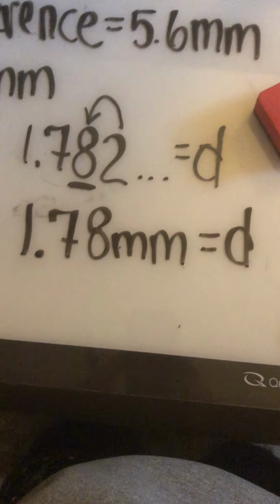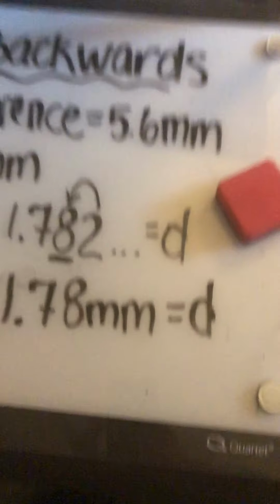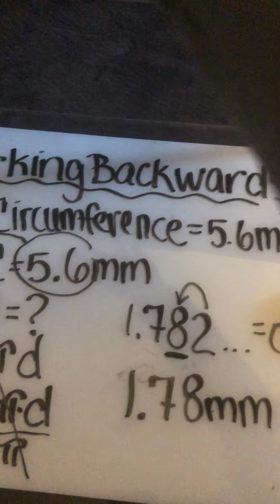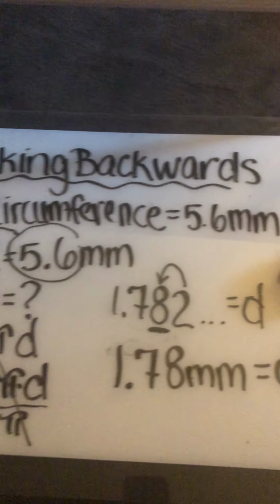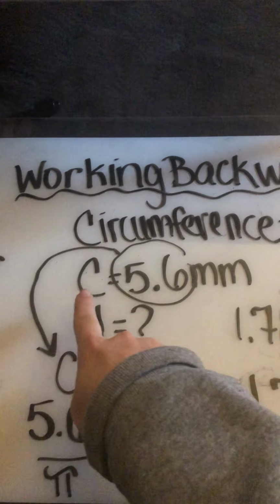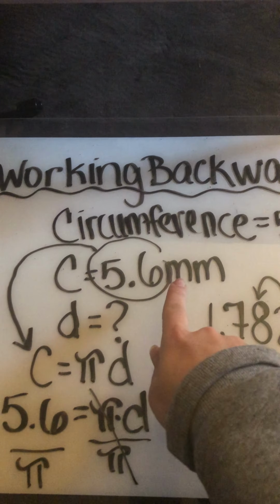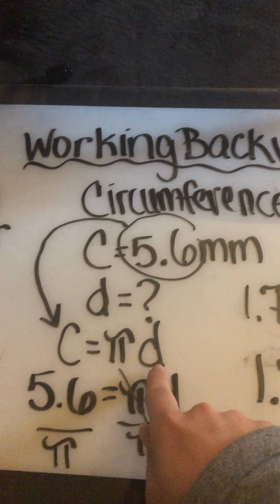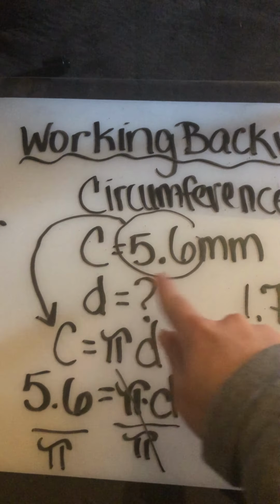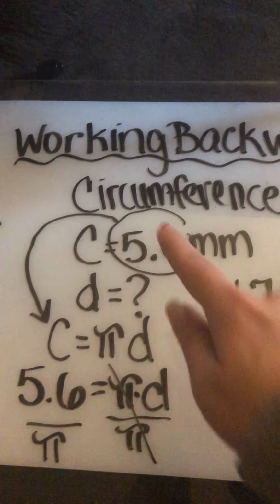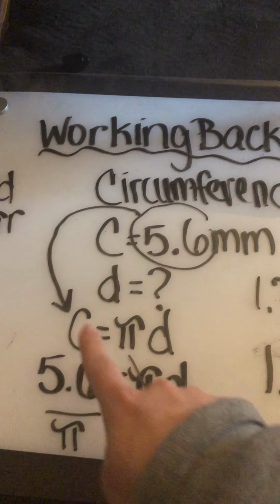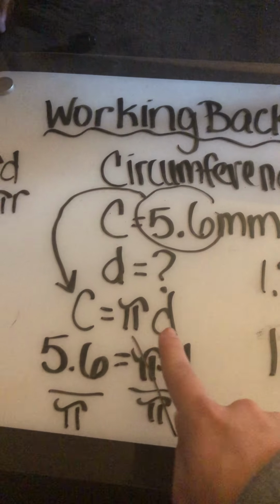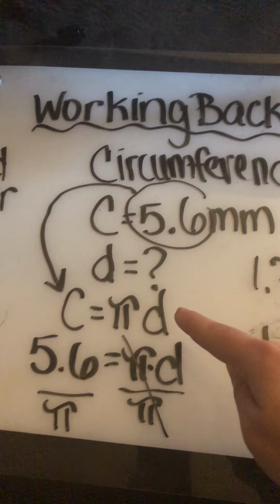Okay, so let's go through this again because I know that's probably a little confusing. So the question told us that the circumference equals 5.6 millimeters. So we are told that C equals 5.6 millimeters. They wanted us to find the diameter. So this time we are looking for the diameter to a circle that has a circumference of 5.6. So we take 5.6, we substitute it in to C using the formula C equals pi times diameter, since diameter is what we're looking for.